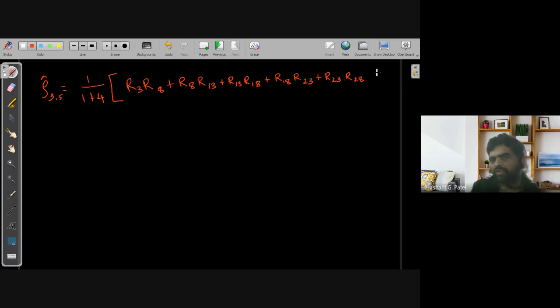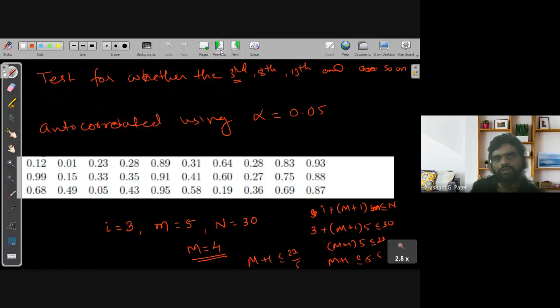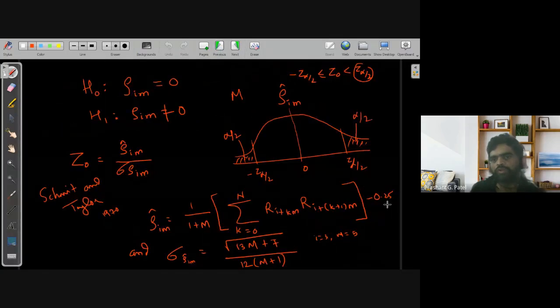Because the next one would be R28 into R33, and we have numbers only till 30, so we will not write that one. Minus 0.25, as per the formula.